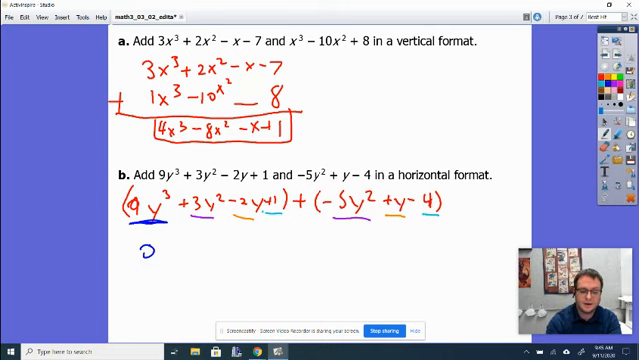So I got 9y cubed. For purples, I've got a 3y squared and then minus 5y squared, so I'm going to end up with minus 2y squared. For oranges, I've got a minus 2y plus a y, so I'm going to end up with a minus 1y, or just y. And then for the light blues, plus 1 minus 4 minus 3.